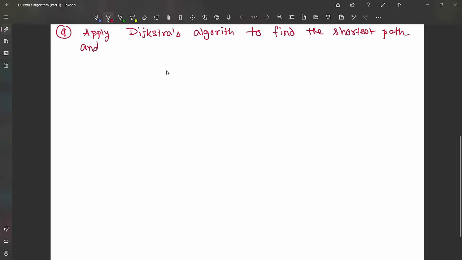So first take one problem. Your problem may look like this, and I will say what you have to do or how you can start. This is the problem question: apply Dijkstra's algorithm to find the shortest path and the shortest distance. And this is the graph.